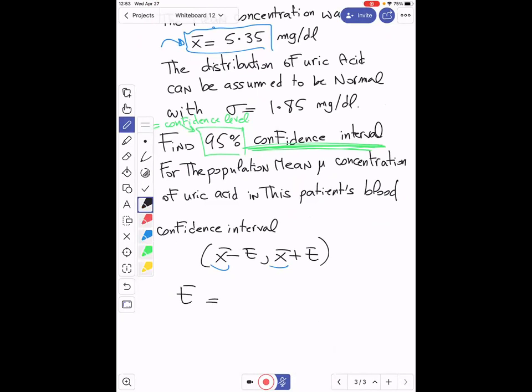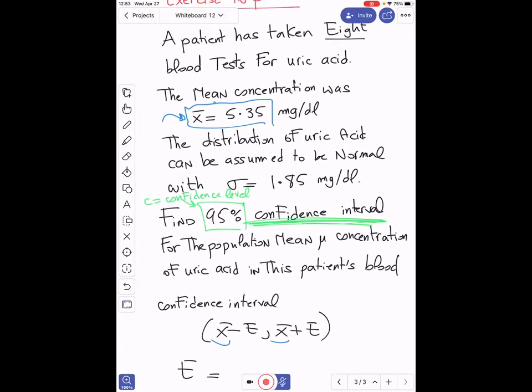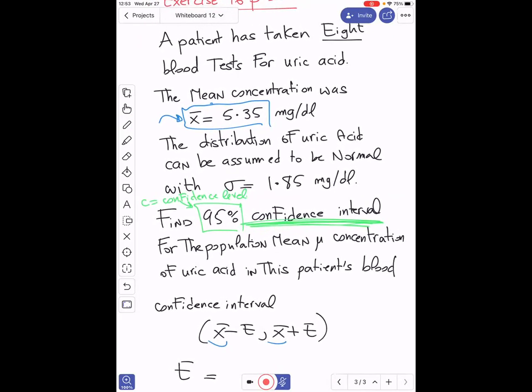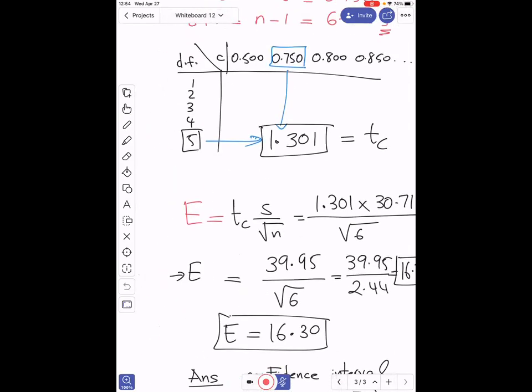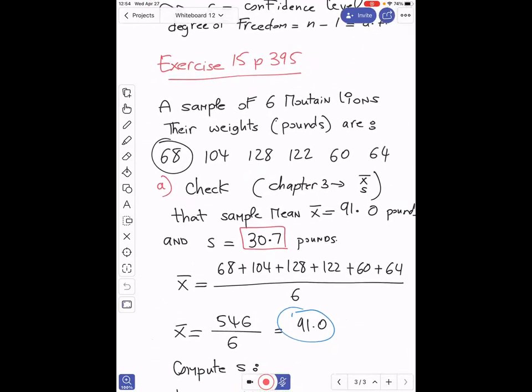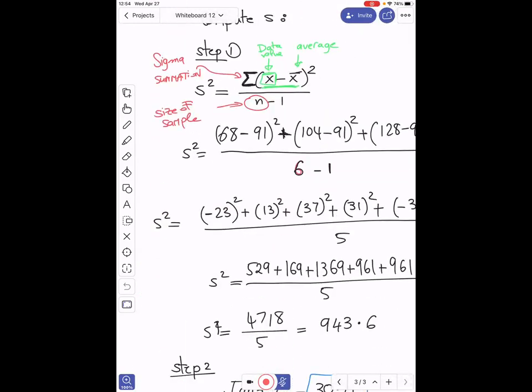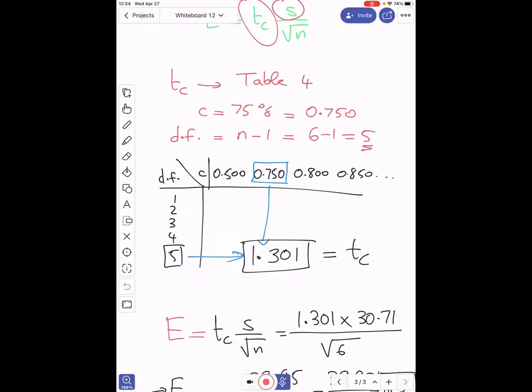So here in this case, the question, of course, is sigma known or unknown? Well, as you can see, sigma is given, right? Sigma is right here. The population standard deviation is given. So this is different from the previous example with the mountain lions. There was no sigma. I mean, there was this sample of 6 lions, and then you need to find the confidence interval. So there was no sigma, nowhere.